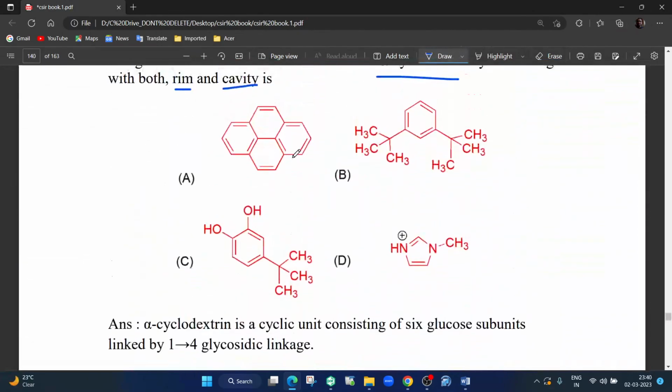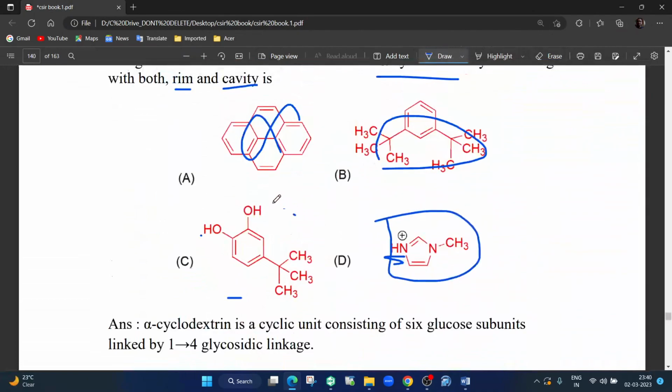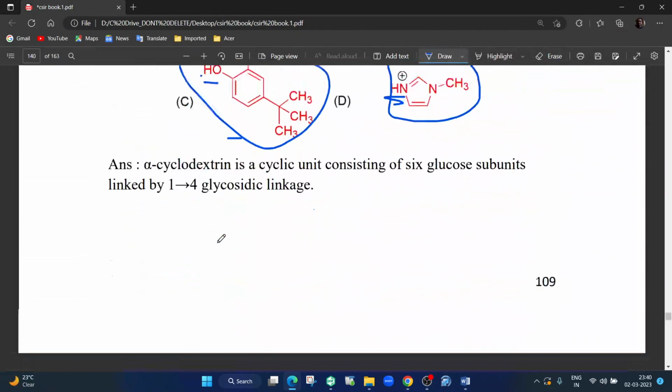So if you look here, A is absolutely non-polar, so A will not fit in at all. B is also highly nonpolar, no way. C has a polar OH group, D also has a polar OH group, and a polar NH plus group. But the thing is, D is very small in size. This is big, tertiary butyl is big enough, so it will fit in the cavity. So the answer should be option D, because big enough to fit in the cavity, and then it has functional groups which will form hydrogen bonding with the rim. Thus the answer is option number C.